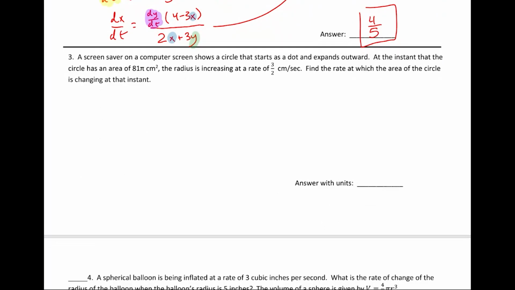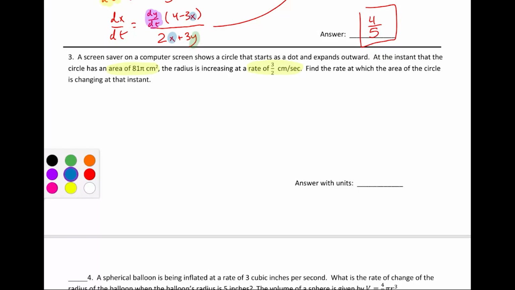Number 3 says a screensaver on a computer screen shows a circle that starts as a dot and expands outwards. At the instant that the circle has an area of 81 pi centimeters squared, so that seems like that's going to be important, the radius is increasing at a rate of 3/2 centimeters per second. Find the rate at which the area of the circle is changing at that instant.